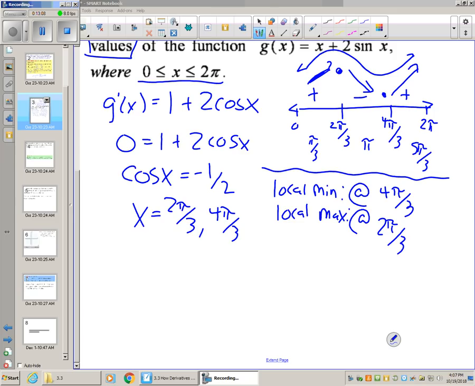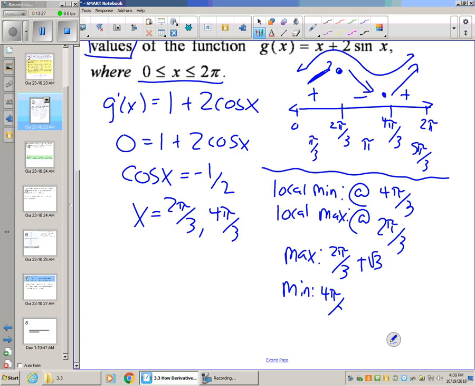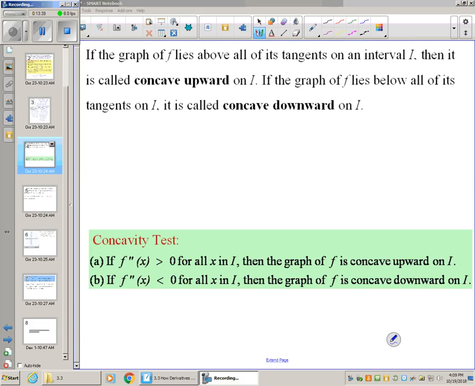And plugging those back into our original function, we get that, just an unsimplified version, we have a maximum at 2 pi over 3 plus square root of 3. And we have a local minimum at 4 pi over 3 minus square root of 3. Okay. So there's your answer. We were able to find the max and min using our derivative only. Okay, so that's what the first derivative is helpful for. It's helpful for finding the intervals in which your function is increasing and decreasing, and also helping you identify what your max and min values are.